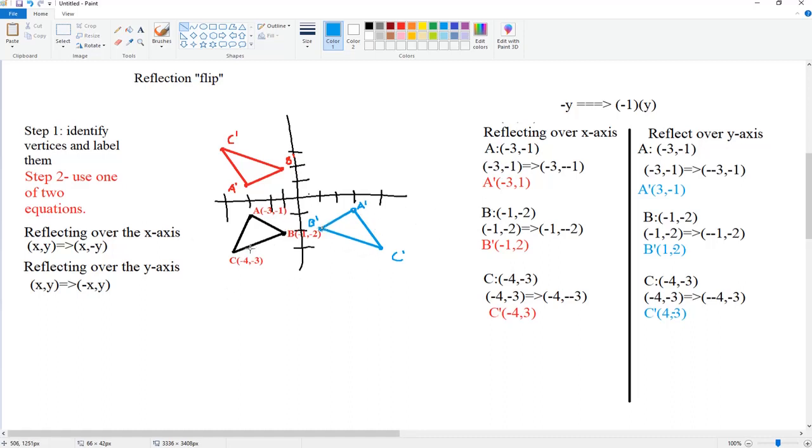Again, it's a mirror image, just with a flip horizontally. And that's it for today.